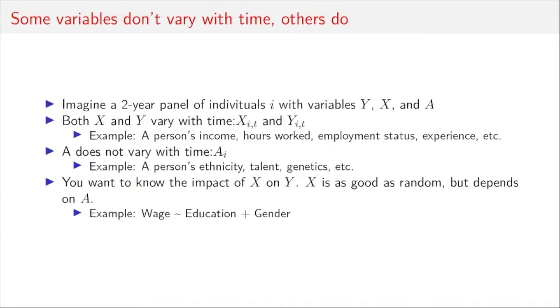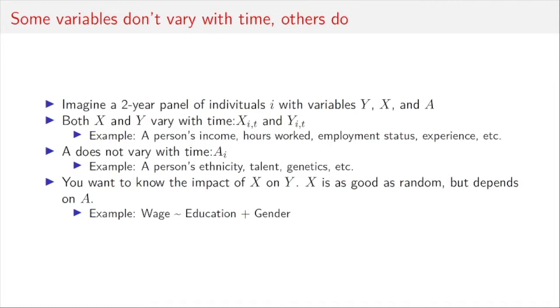So this could be variables like a person's income, the hours they work, the employment status they have, their experience. But a is going to be a variable that does not vary with time. So we will just index a with an I without a t. So for instance, a person's ethnicity or talent or genetic material, those are things that don't change. If you survey them this year, survey them again next year, they don't change.